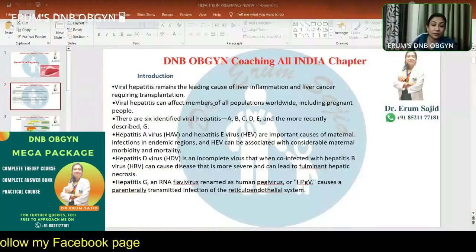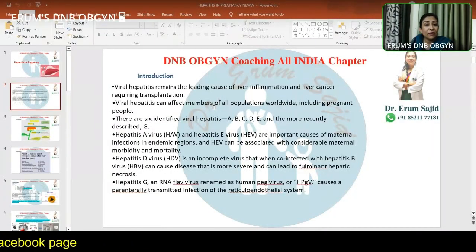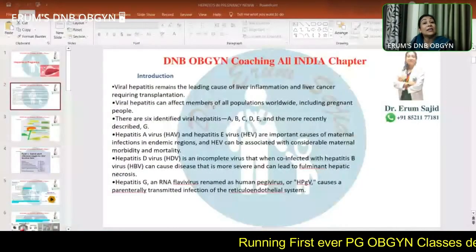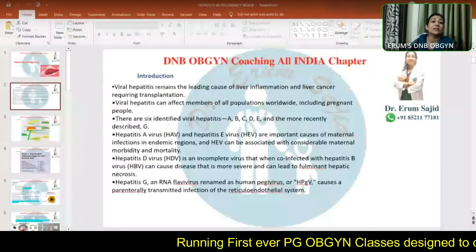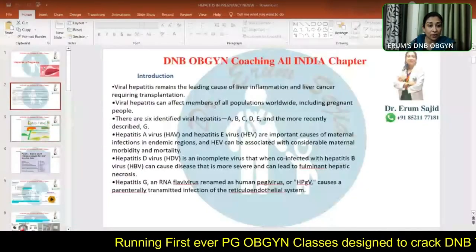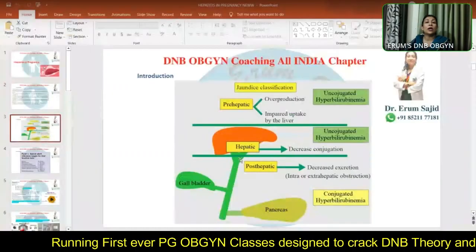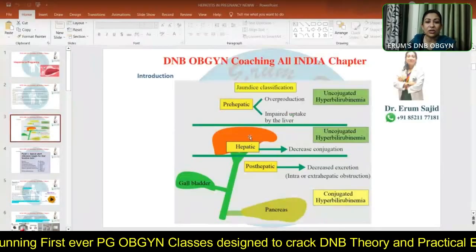Hepatitis G virus is an RNA flavivirus, named human pegivirus or HPgV. Why? Because it causes a parenterally transmitted infection of the RE system, the reticuloendothelial system, like the spleen and so on as well. Okay, now a little bit of introduction, or recapitulation, I should rather say.